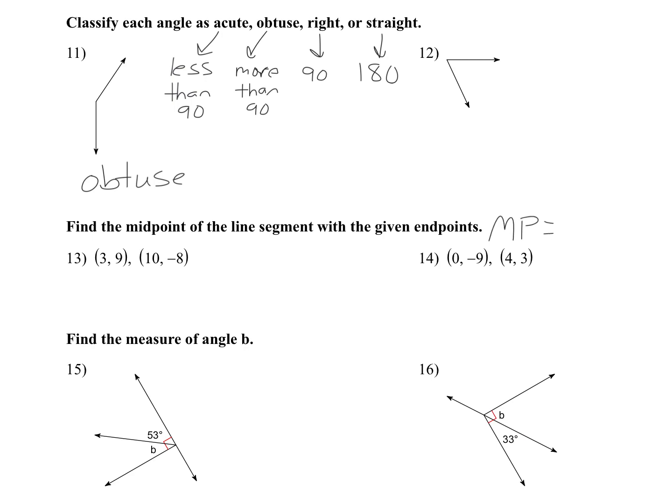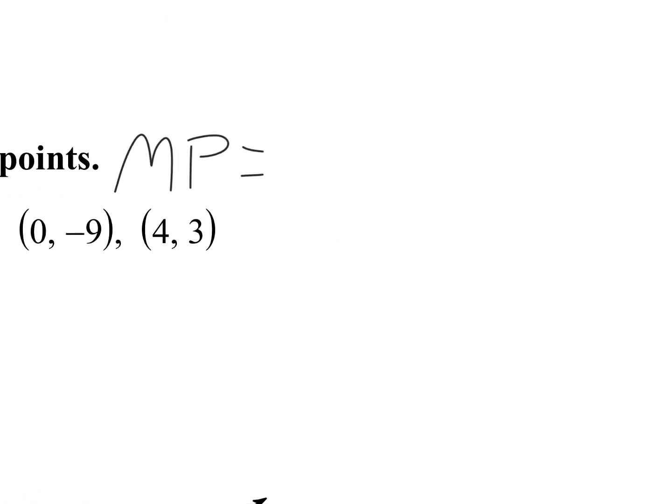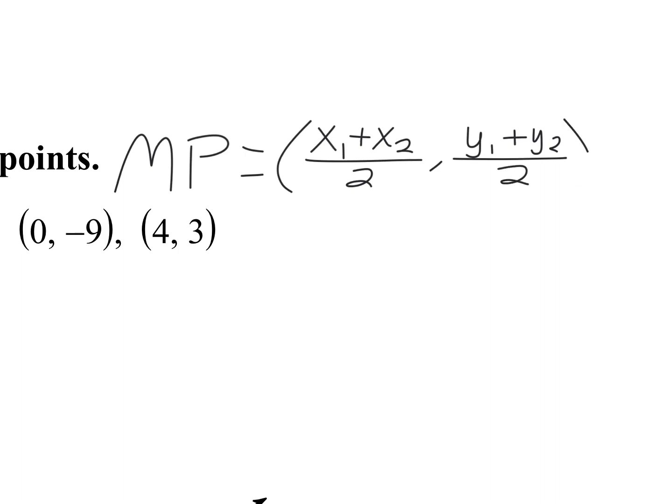Anybody remember what that is? Yeah, the x and the y. Yep, you're missing one thing though. What did you say? Divide by 2. Yeah, there we go. So, you're going to take x1 plus x2 divided by 2 and y1 plus y2 divided by 2. Everyone write that down.